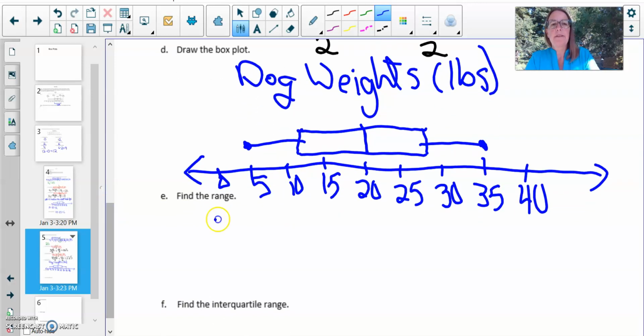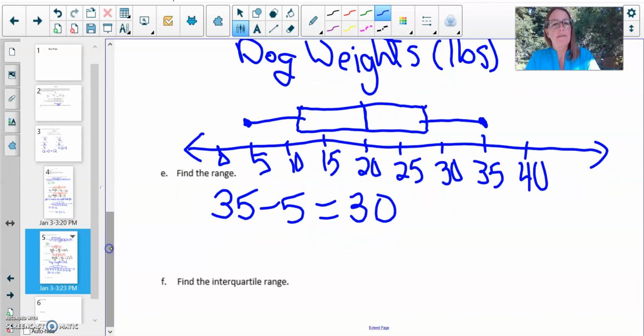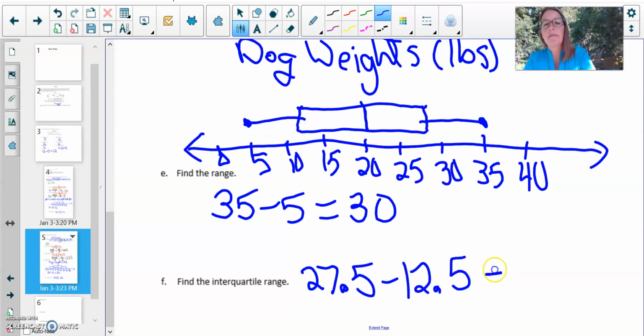Find the range, so I would do 35 minus 5, which is 30. Find the interquartile range, that was 27.5 minus 12.5, which is 15.